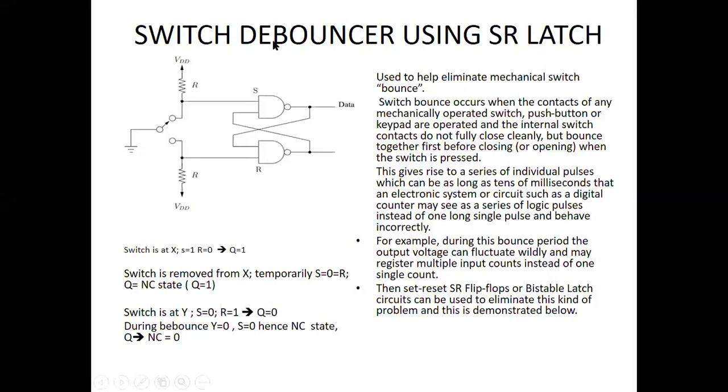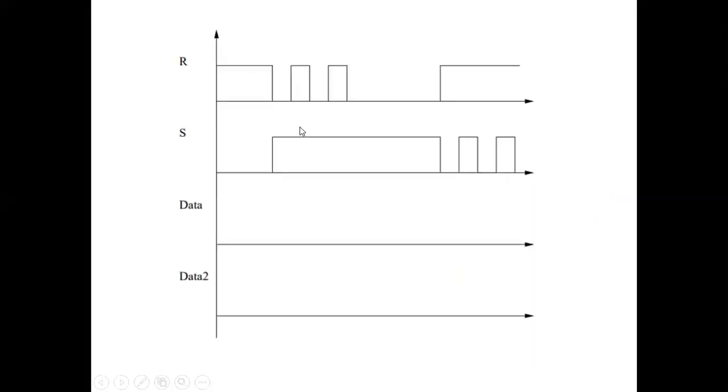So this SR latch is used to eliminate mechanical switch bounces. Whenever you press a mechanical switch, the value will not get updated immediately. It will toggle between 0 and 1 before it gets updated. So in that case, if you use an SR latch, it will avoid the debounce problem. So how is the debounce problem?